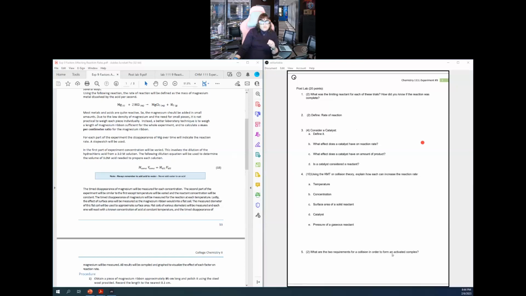And what are the two requirements for a collision in order to form an activated complex? I've actually listed three. I list three all the time. So they have to collide. They have to collide with sufficient energy, and they have to collide with proper orientation. So I would say sufficient energy and proper orientation are the two that I would be looking for there. Because without those things, we can't have that reaction happen successfully. Okay? And that's it. That's your post lab. So that's everything for experiment 9.